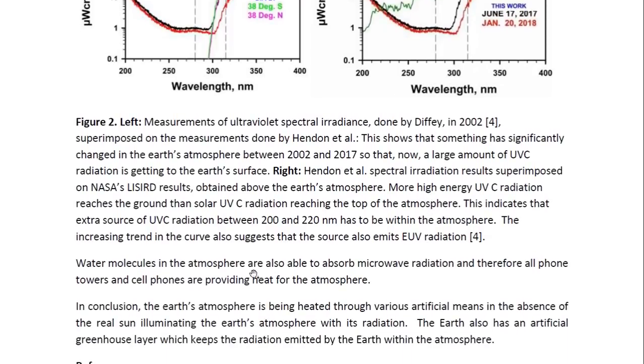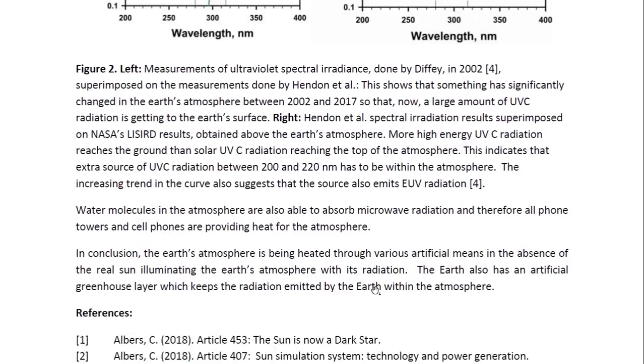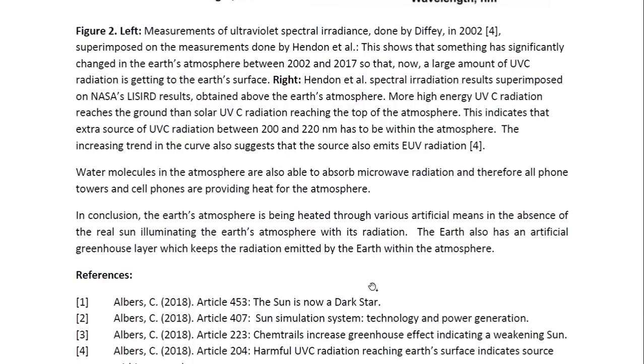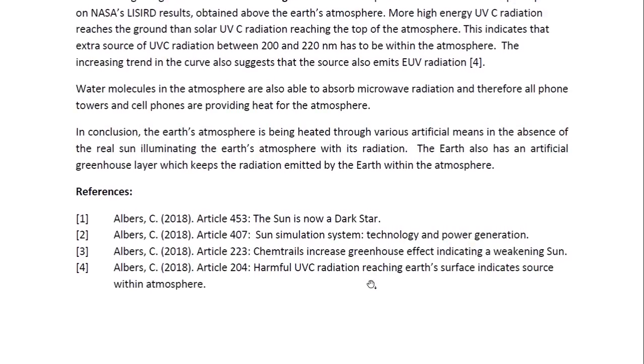Now, water molecules in the atmosphere are also able to absorb microwave radiation, and therefore all phone towers and cell phones are providing heat for the atmosphere. So in conclusion, the Earth's atmosphere is being heated through various artificial means in the absence of the real sun illuminating the Earth's atmosphere with its radiation. The Earth also has an artificial greenhouse layer which keeps the radiation emitted by the Earth within the atmosphere.